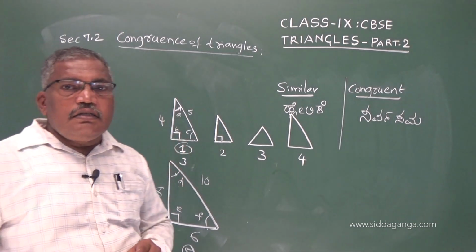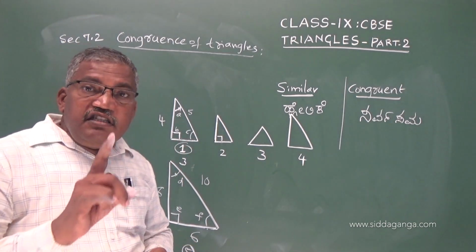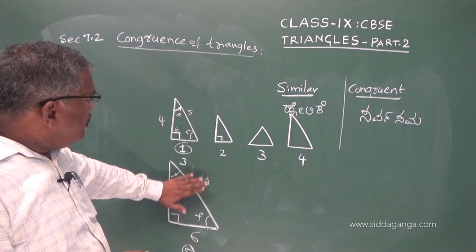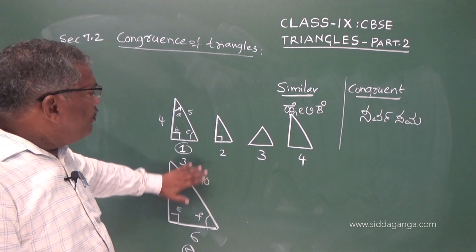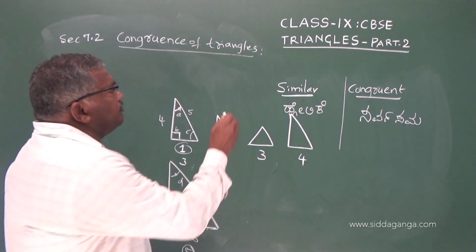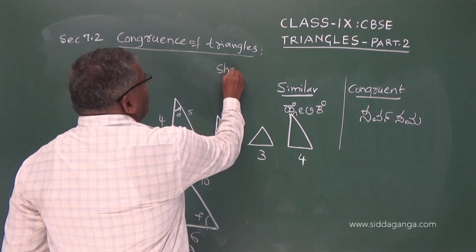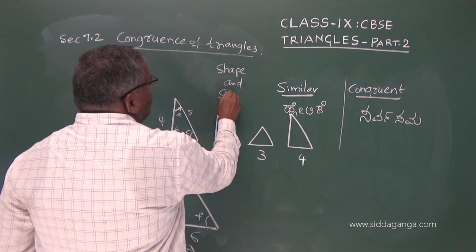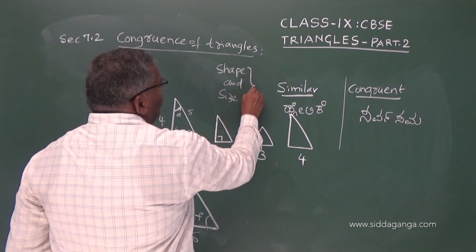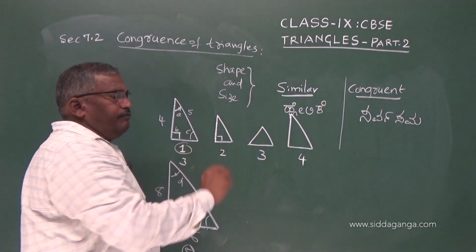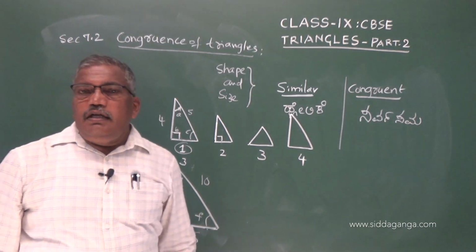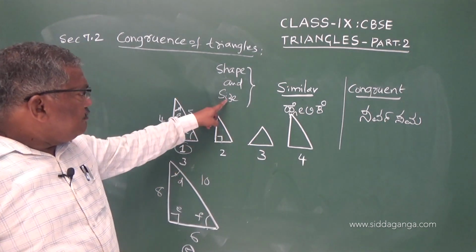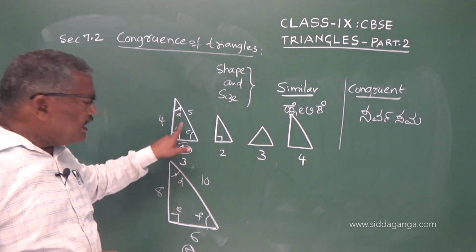What is the difference? There is one difference: the difference is in size. Otherwise, they are almost similar. We say shape and size. So if the shape is similar and there is a difference in size, the shape is similar in this case.